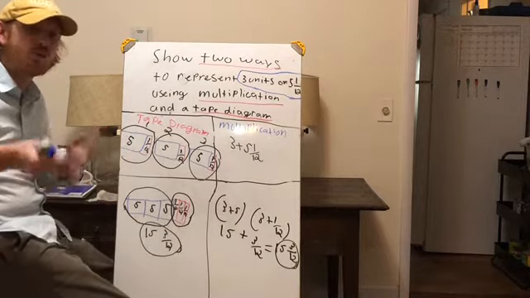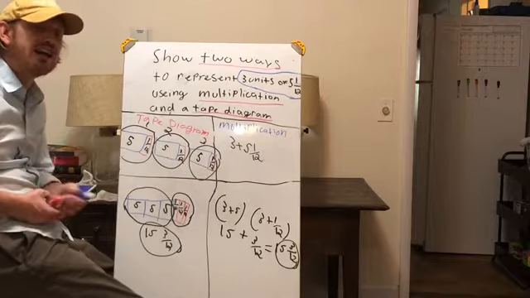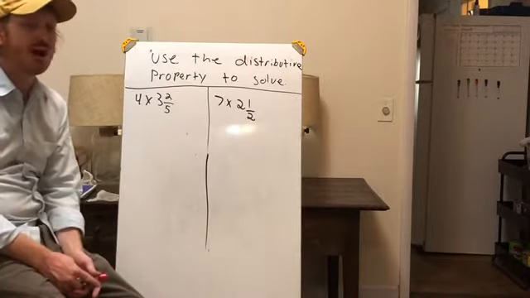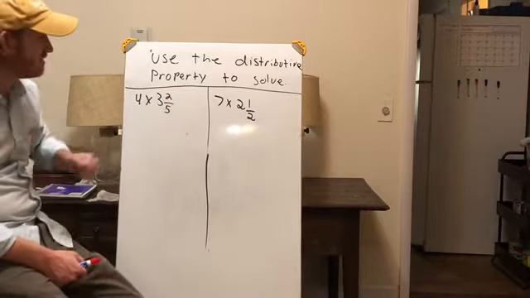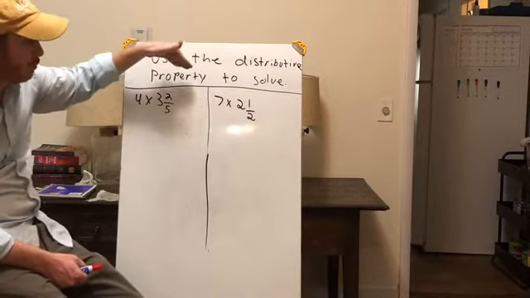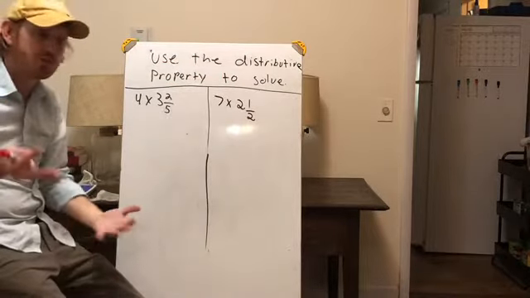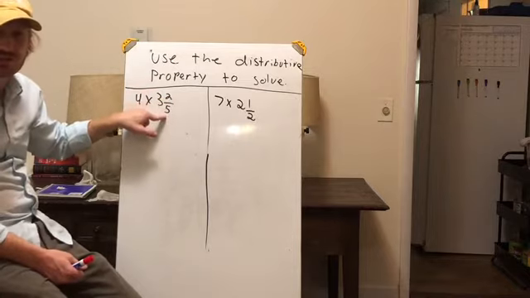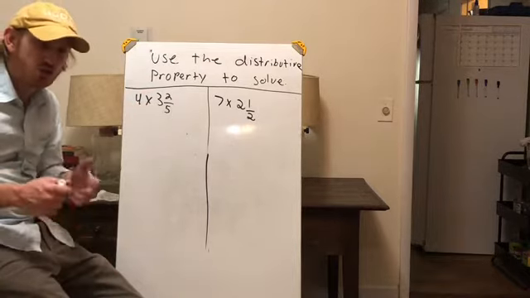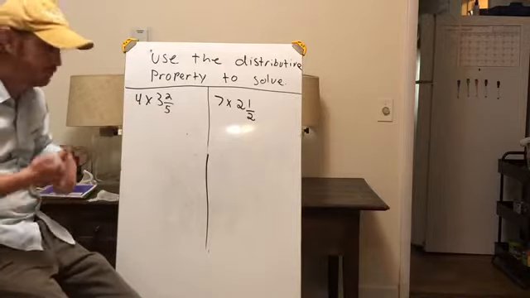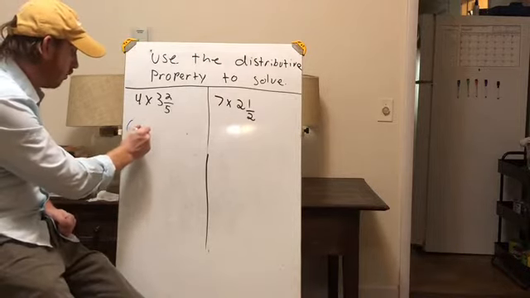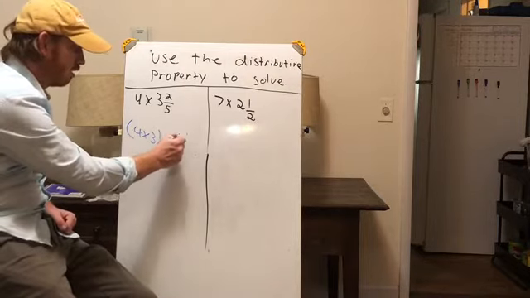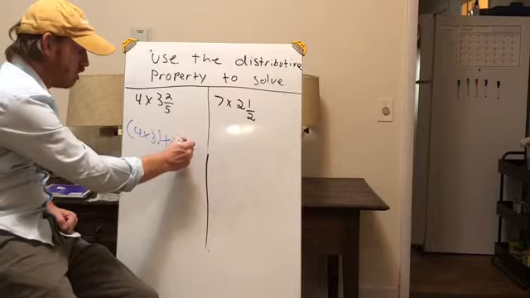So now we're going to take what we just learned and we're going to try it for 2 problems. Now we're going to do our 2 application problems. The instructions say, use the distributive property to solve. Our first problem is 4 times 3 and 2/5. Now, using the distributive property, I can break this up so that I have 4 times 3 plus 4 times 2/5.